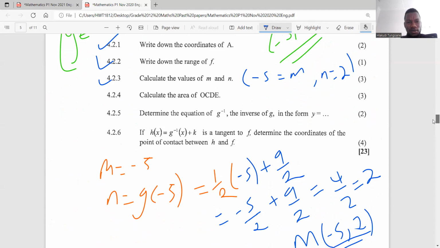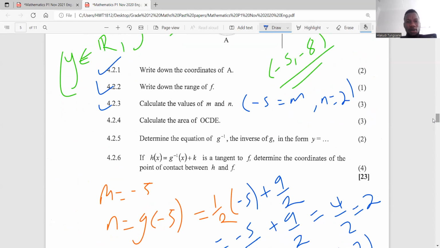So the 5th question was saying determine the equation of g to the power of negative 1. Remember, g to the power of negative 1 is an inverse function. So how do we get the inverse function from our function? Essentially, to get the inverse function, all you have to do is substitute x by y. You're swapping x and y, and then you write your new function in terms of y. That's why they say in the form of y. Where you see x, you substitute by y, and then you rewrite the equation in the form of y.